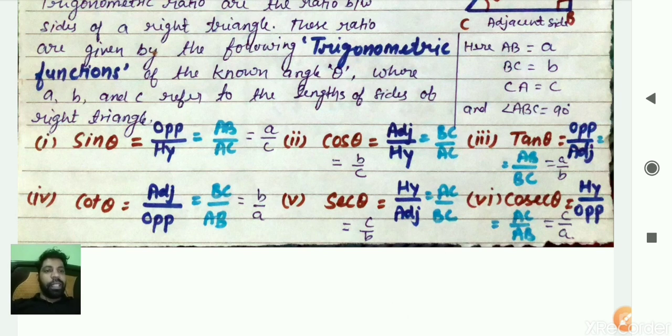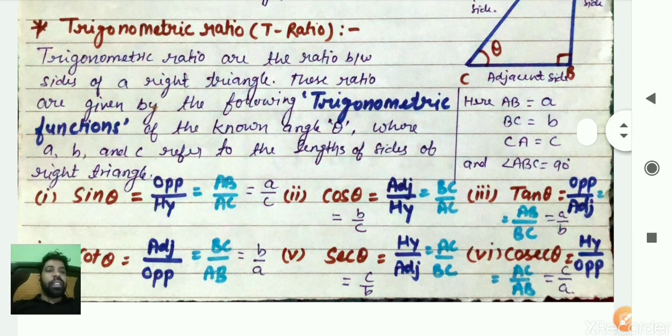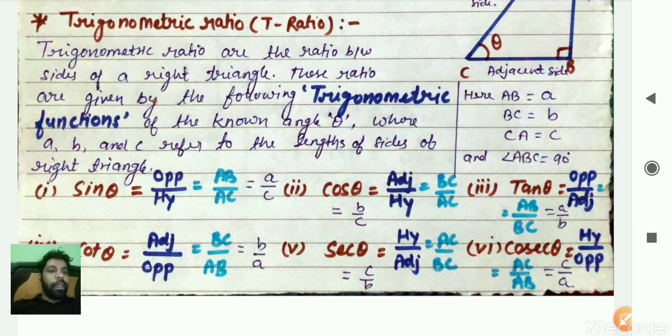Sec theta is actually equal to the hypotenuse to the adjacent side, that is equal to c by b, or we may write AC upon BC. Similarly, cosec theta is equal to the hypotenuse upon the opposite side, which can be written as AC by AB, and that is equal to c by a.